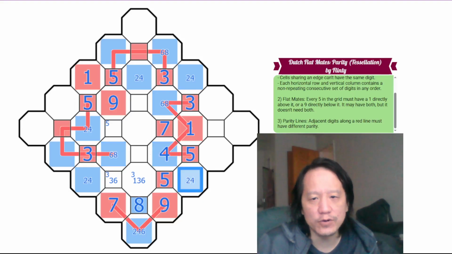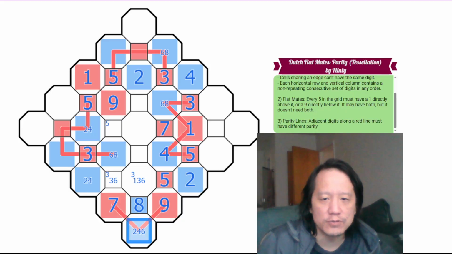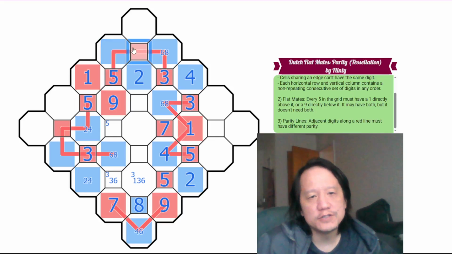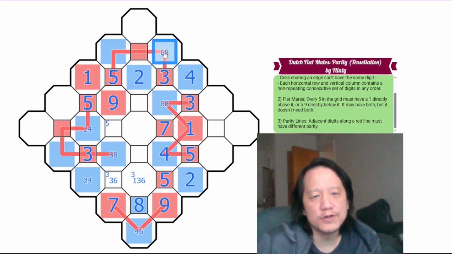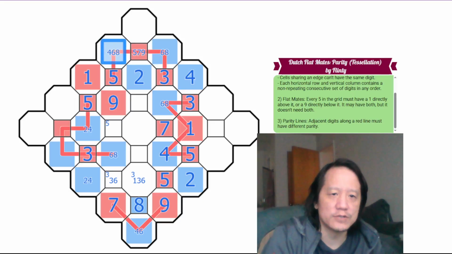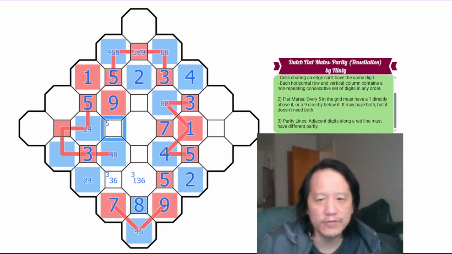4 eliminates 4 here, so this is 2, which means this can't be 2. That's 4, which means this can't be 4. That's 2. That eliminates 2 in the rest of the column. This is either 6 or 8. It's 5, 7, or 9 here. This has to be 4, 6, or 8 here. This cannot be 5.